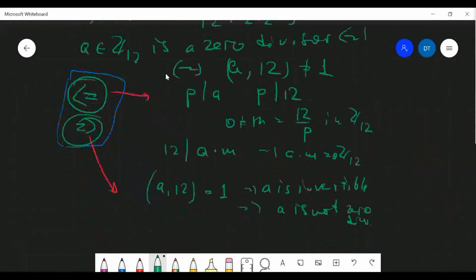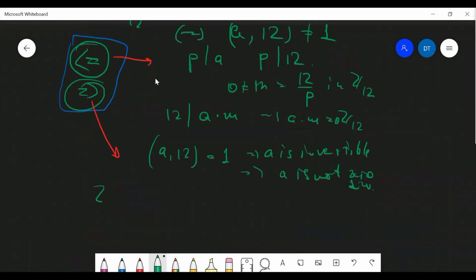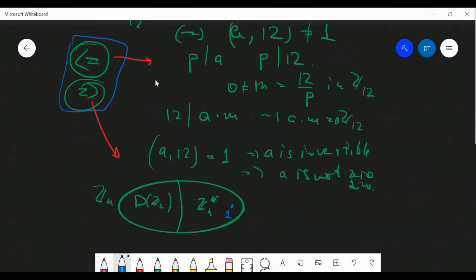So as you can see, for the ring Zn, all the elements are divided into parts: the invertible elements, Zn star, and the zero divisors of Zn. This is a general thing. And here you have the identity element, and here you have the 0 element. This is what happens in general.